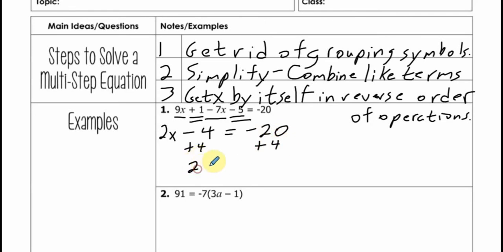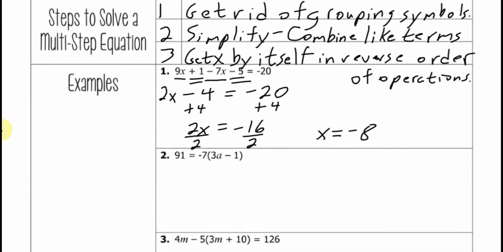So now I have 2x equals negative 16. And now I have 2 times x. Well, the opposite of times is divide. So now I divide by 2 to get rid of the 2. All right, the 2's cancel out. I have the x. And negative 16 divided by 2 is negative 8. All right, so remember, you can always plug your answers back in the equation to check it. We'll work on a check step at some point.